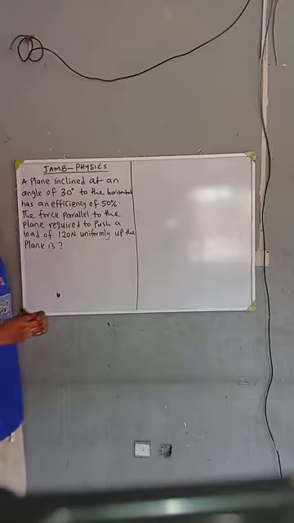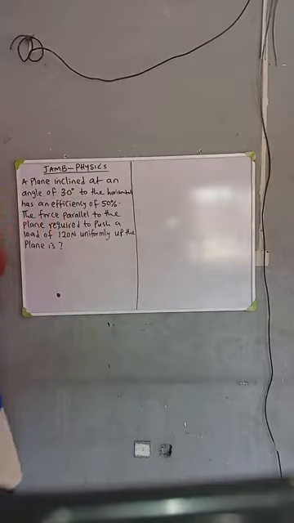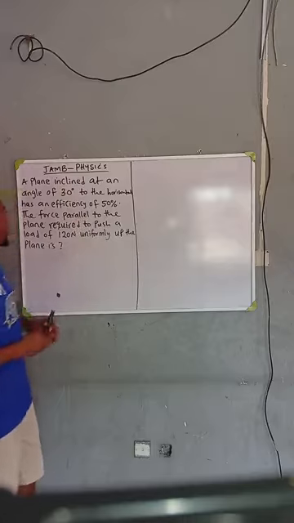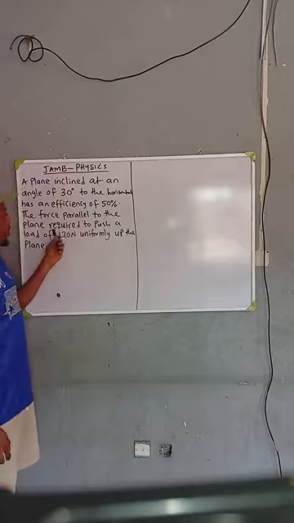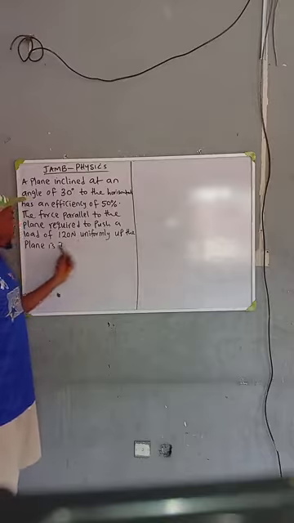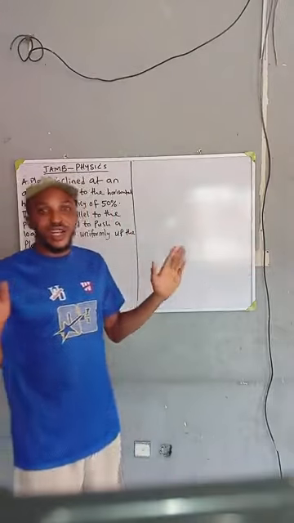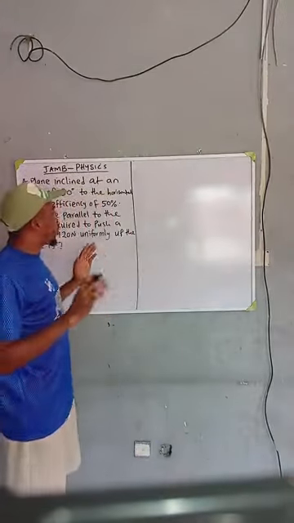One of the questions from the past JAM question, which can always resurface under mechanical energy, and this falls under machine. The question is: a plane inclined at an angle of 30 degrees to the horizontal has an efficiency of 50%. The force parallel to the plane required to push a load of 120 Newton uniformly up the plane is... Now, it's a very simple question. Let's see how we get this done in a short period of time.